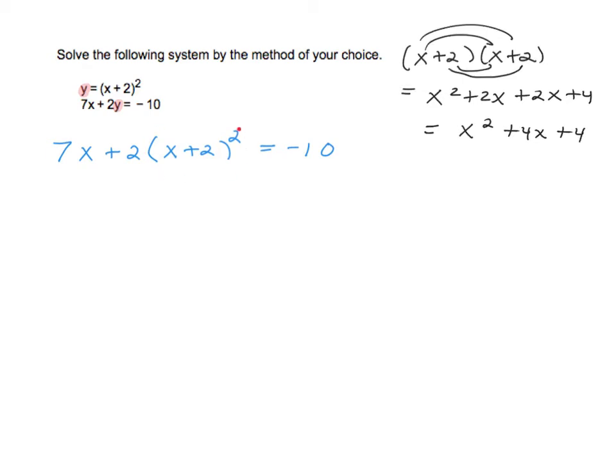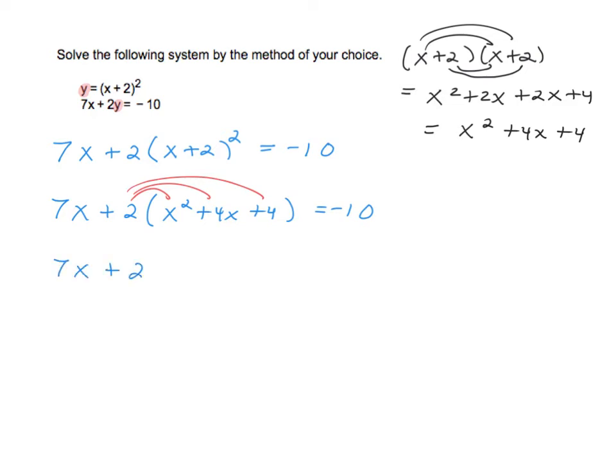I can replace this thing with this. So that'll be my next step: 7x plus 2 times (x squared plus 4x plus 4) is equal to negative 10. I guess my next step will be to distribute the 2 to all three terms. So if I multiply in this 2, we get 7x plus 2x squared plus 8x plus 8 is equal to negative 10.